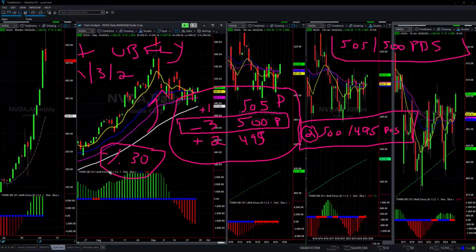So it's kind of weird at first to say, okay, I'm buying the fly. Why am I getting a credit when I'm buying it? Doesn't it cost me something when I buy? Yes, but the unbalanced fly is just that way. You put it on for a credit.